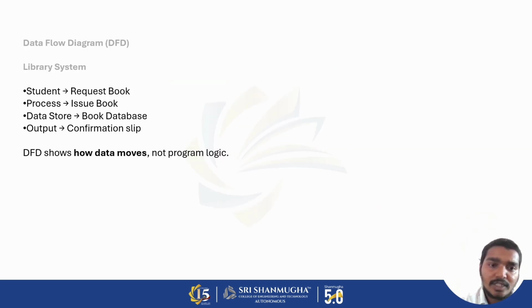Next, another data flow diagram. In a real-time example, we see a library system. A student can request a book. The process moves on to issue the book. The data store checks the database, and the output is the confirmation slip. So DFD shows how data moves, not programming language logic.